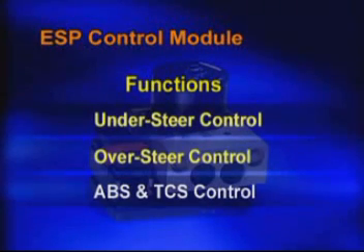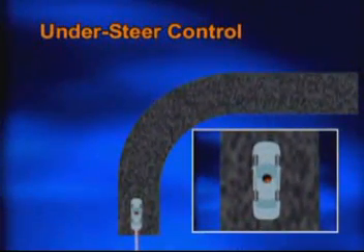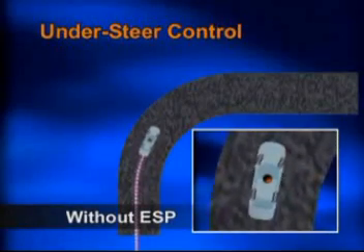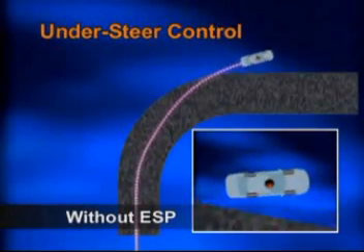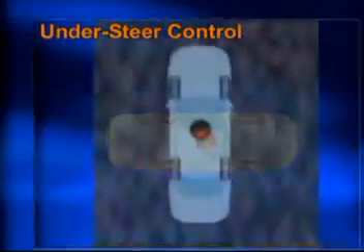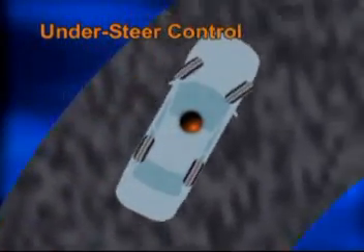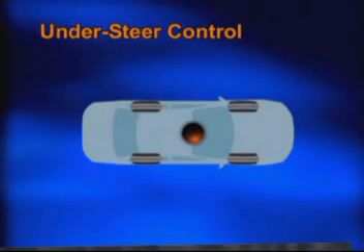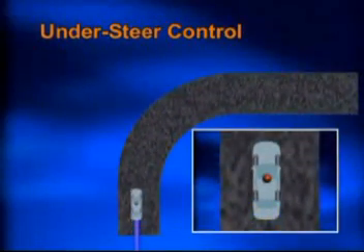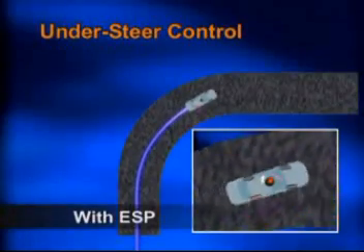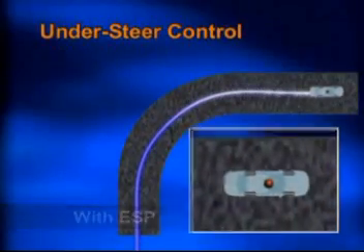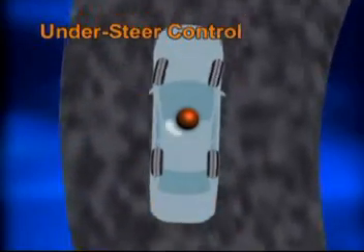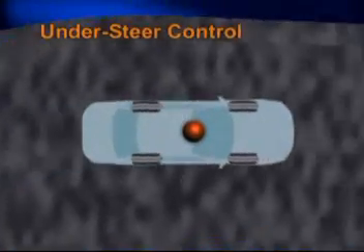Let's study how the ESP controls the vehicle during understeer and oversteer conditions. Understeering, where the vehicle does not steer as much as the driver intends, begins while the vehicle is turning. The vehicle slips outward, away from the direction of the turn, regardless of the driver's intention. Now, understeer control starts. The ESP control module generates braking force at the inner wheel of the turn. The inner wheel pulls the vehicle towards the circle, correcting for understeer.